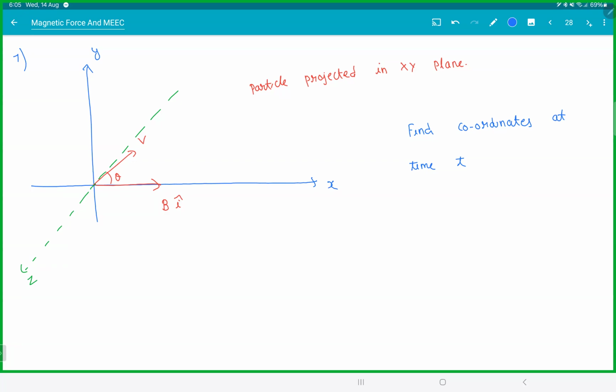Hope the question was clear. The particle is in the xy plane. So first of all, try to visualize how this thing is moving in the first place.